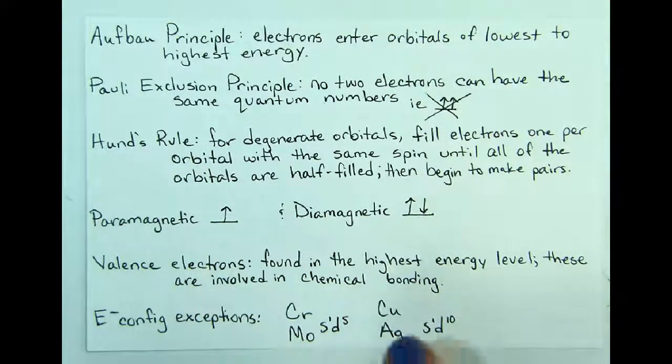Valence electrons are found in the highest energy level, and they are involved in chemical bonding. And then know the 4 electron configuration exceptions. Chromium and molybdenum will move one electron from the s to the d, giving them both half-filled orbitals. Copper and silver will move one electron from the s to the d, giving you a half-filled s and a full d sublevel.